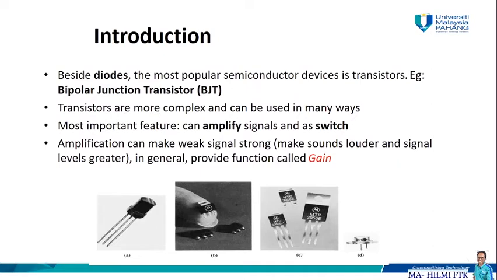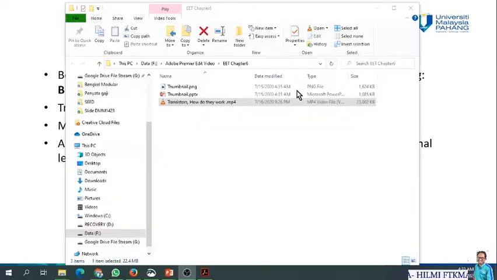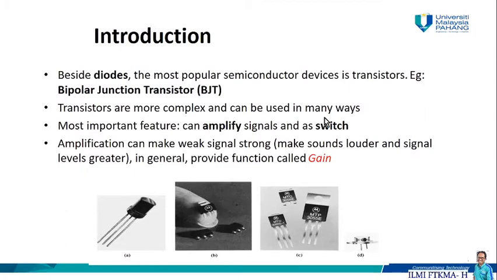These two features are very essential in electronics. Using these two features, especially the switch feature, enables us to revolutionize the world of digital electronics and also digital memory. Later, in the next video, we are going to discuss logic circuits. Transistors are one of the elemental components that make logic circuits possible. Amplification can make a weak signal strong, and we call this gain.